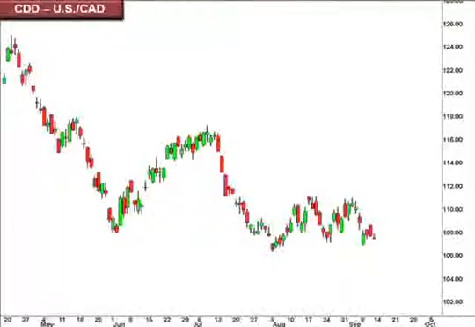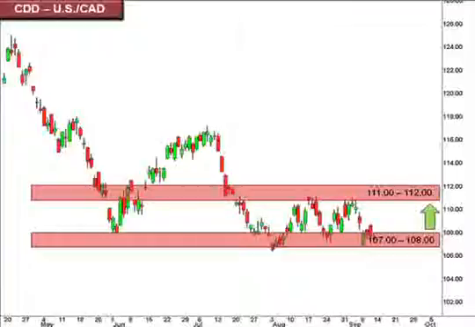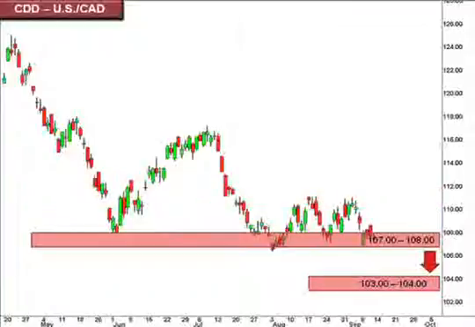Next up, the CDD, the US versus the Canadian dollar. As you can see here, we tested the lower range of our 107, 108 focal zone. However, we continue to consolidate here as a very strong support level. Now, at this point, it is a possibility that we may see a bounce that'll bring us back up into the 111, 112 focal zone. However, a break below 107 brings that 103, 104 box into the picture as the next logical target to the downside.